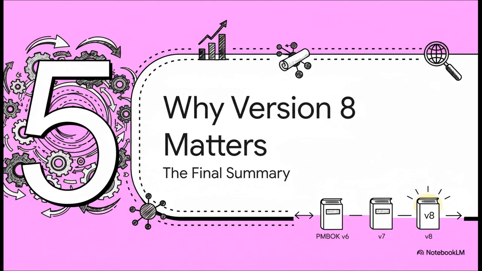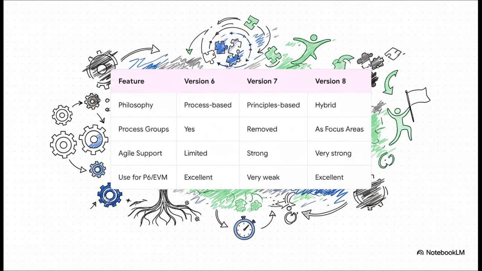Okay, we have been on quite a journey here, from 6 to 7 and now to 8. So let's zoom out, pull it all together, and look at the big picture of why this whole evolution really matters to every single project manager out there. This table right here, this is the whole story in one shot. You can see the clear journey from that process-based philosophy in version 6 to the principles-based one in version 7, and finally landing on the hybrid model of version 8. And check this out. Notice how version 8 brings back excellent support for control tools like P6 and EVM, while also having very strong support for Agile. That's the balance everyone was asking for.